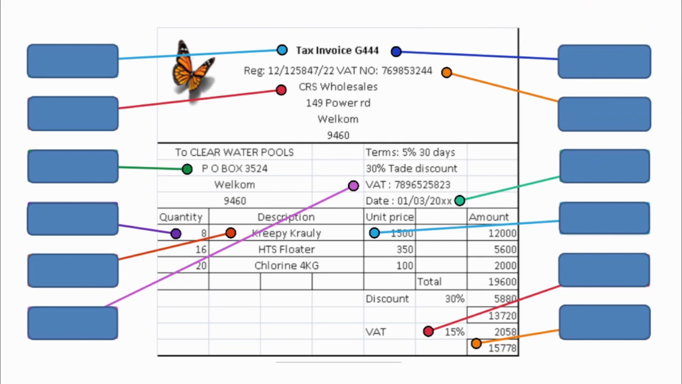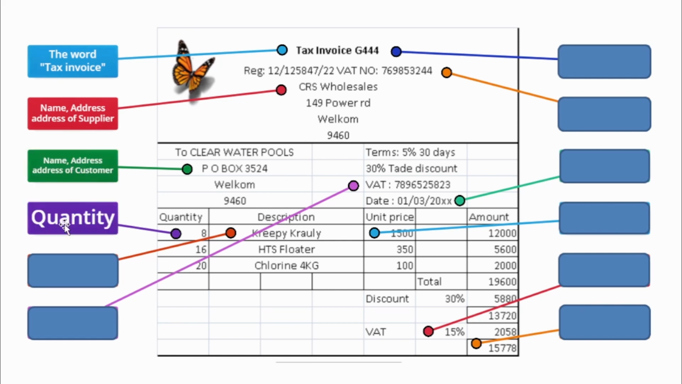And let's see what we can identify. Here we see the word tax invoice. Here is the address of the supplier, the name and address of the customer, quantity supplied, description of the goods supplied, and the VAT number of the customer.